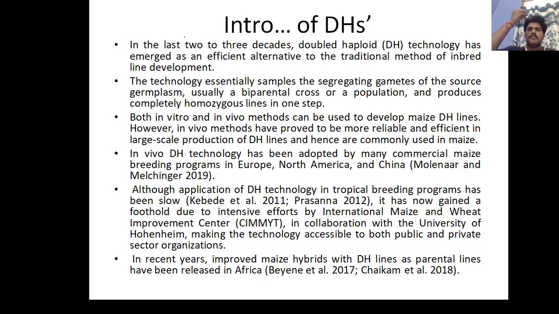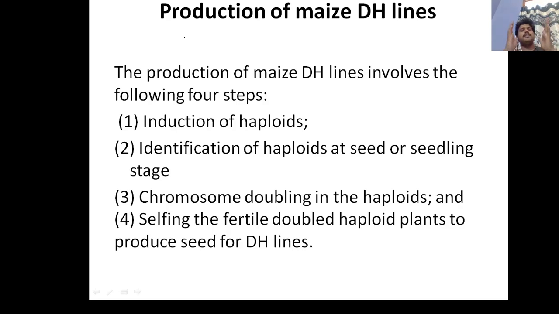It has been adopted in many commercial maize breeding programs in Europe, North America, and China. Although the application of double haploid technology in tropical breeding programs has been slow, it has now gained a foothold due to the intensive efforts of CIMMYT in collaboration with the University of Hohenheim of Germany, making the technology accessible to both public and private sector organizations. In recent years, improved maize hybrids have even been developed with DH lines as parental lines and released in Africa.